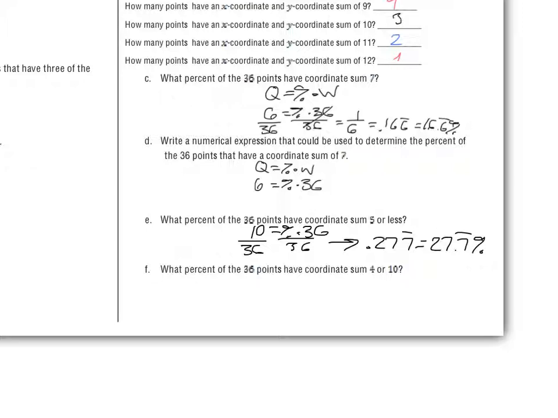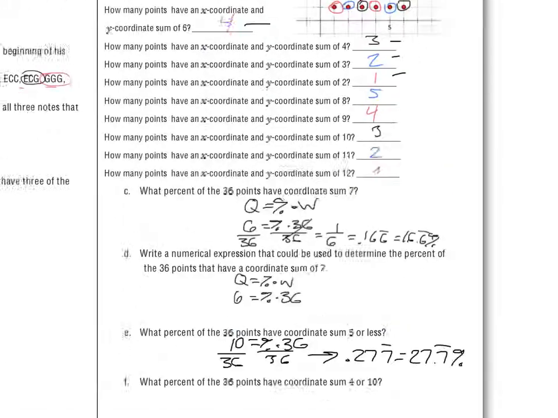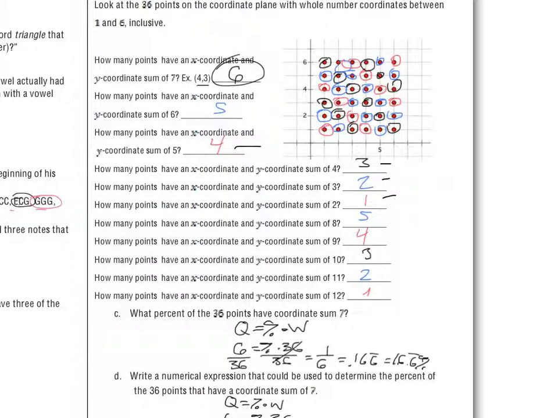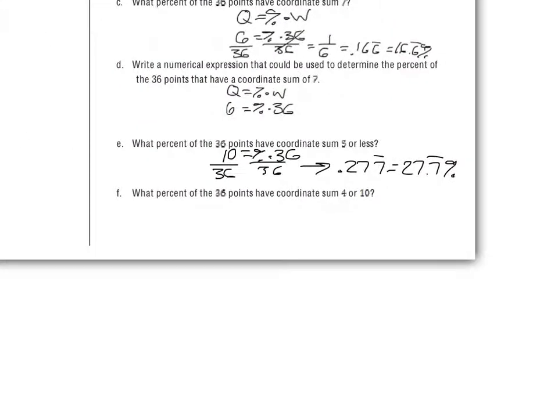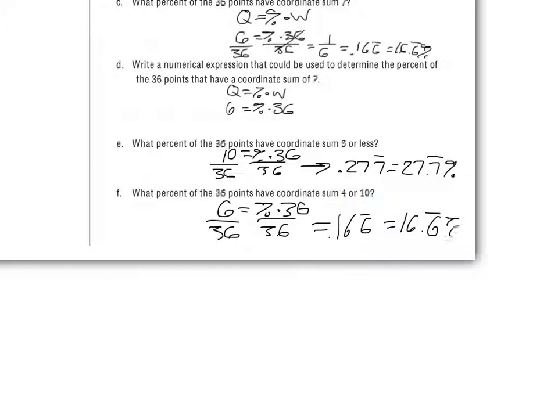And what percent of 36 points have a sum of 4 or 10? So we're going to be counting up the number that have 4 or 10. So the number that have 4 or 10 we have listed here. There are 3 that have that combination. So that's going to be 6 is equal to a percent of our 36 total. And that's going to give me 0.166 repeating, or 16.6 repeating percent. All right, go ahead and flip on over and complete your alone time.